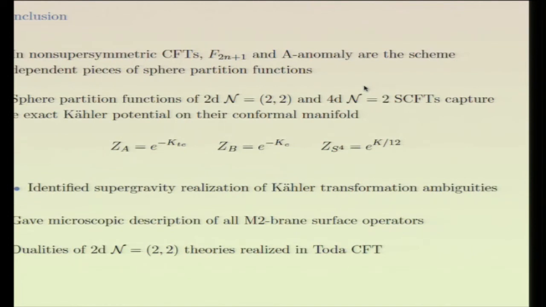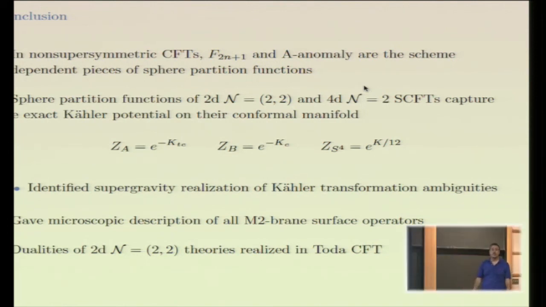Let me just conclude very quickly. In non-supersymmetric conformal field theories, what we found is that the real part of the finite piece and the anomaly coefficient are the only scheme-independent parts of the partition functions, that the sphere partition functions of 2D N=(2,2) and 4D N=2 capture the exact Kähler potential on the conformal manifold. We gave an explicit supergravity microscopic realization of the Kähler ambiguities that you expect, given a microscopic description of all M2 brane surface operators, and we have realized dualities in two dimensions as just elementary symmetries of Toda CFT.